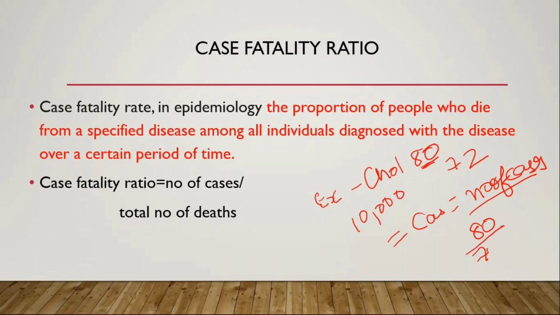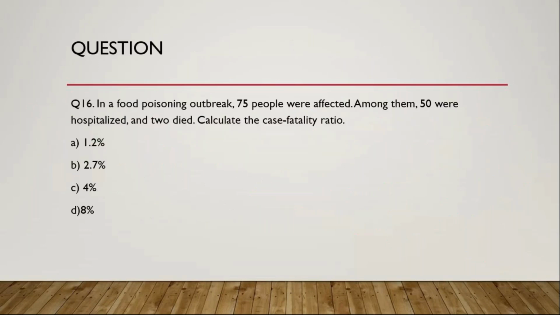Sorry, that is wrong. It is the total number of deaths upon the number of cases. It's my mistake: the total number of deaths is the numerator and the number of cases is the denominator. So the total number of deaths is 72 and the number of cases is 80. So the answer will be the division.